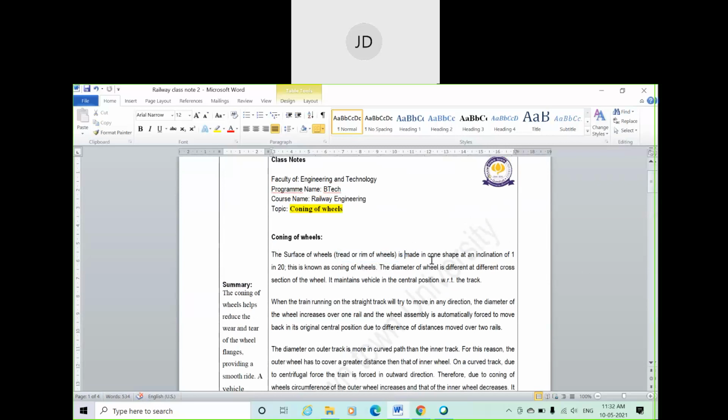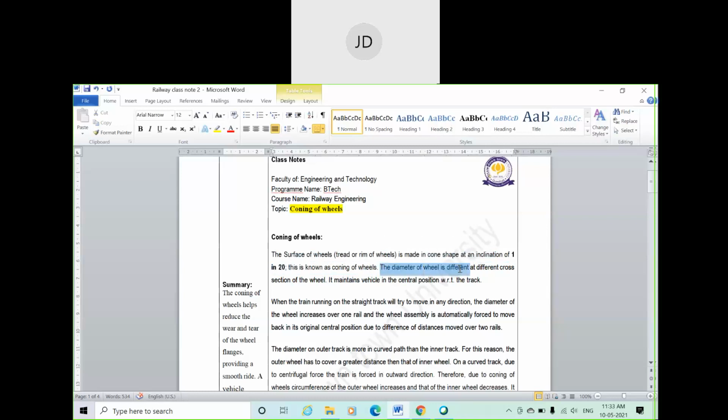is made in cone shape at an inclination of 1 in 20. I told you how to give this 1 in 20, 1 vertical in 20 horizontal. And this is known as coning of the wheel. Basically, the making of the wheel in a cone shape. How is it made in a cone shape? By giving an inclination of 1 in 20. Okay, and this is called coning of the wheel.